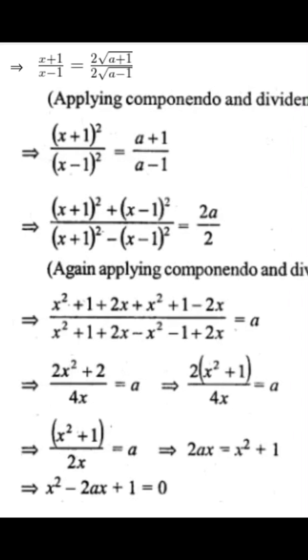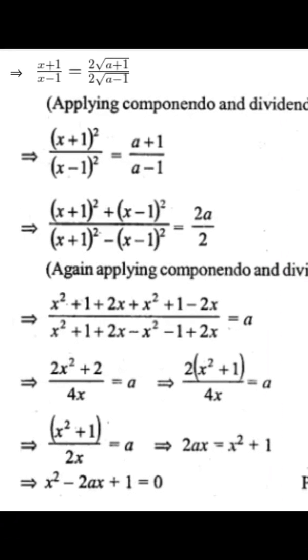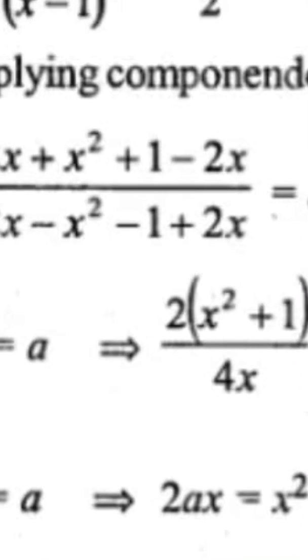Now to find out the value of x, let's proceed further. What will we do? We'll take 2 common. 2 is taken out common. See, you can see very clearly. 2 bracket x square plus 1 upon 4x is equal to a. Okay, this 2 and 4 are there in the numerator and denominator, can be cancelled.